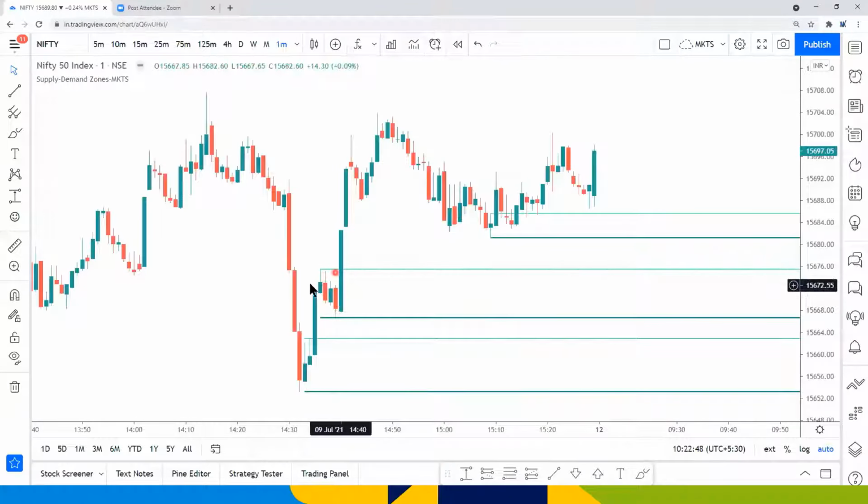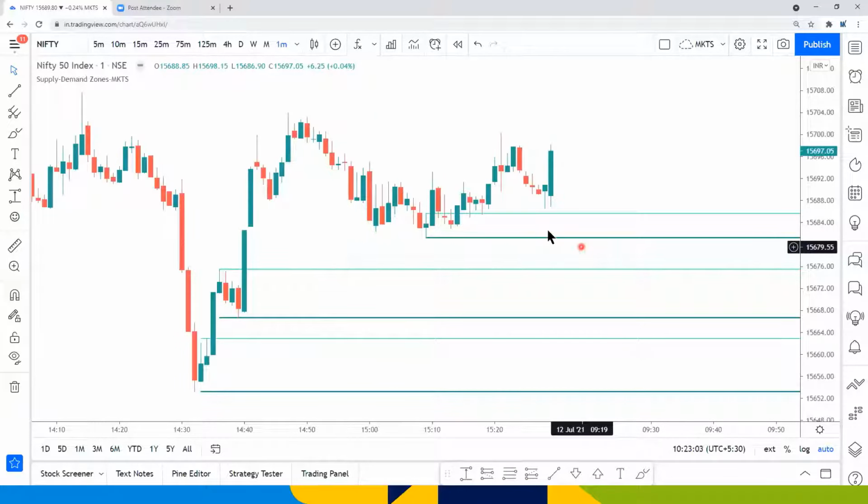But now the marking of that demand zone is on a wick to wick basis. I hope everyone is aware what is the proximal line and what is the distal line. The line which is closer to current price is the proximal line. The line further away from the current price is the distal line. The light green line is proximal. The dark green is distal. So it is marking the proximal line on a wick to wick basis.